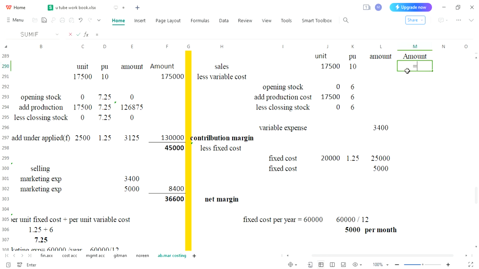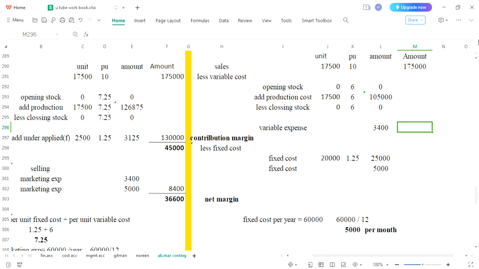Amount of sale would be calculated by multiplying units 17,500 and per unit 10. So this way the amount of sale arrived in the outer column. We will go to the inner column to calculate opening stock. Since no units are present at opening stock, it would be 0. Now let's calculate production cost. Number of units 17,500, per unit was 6. Production cost is here. Closing stock, number of units are 0. So it means closing stock will remain 0.